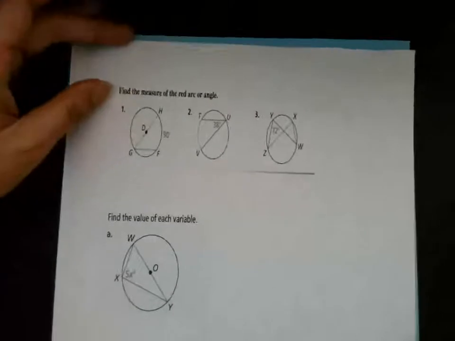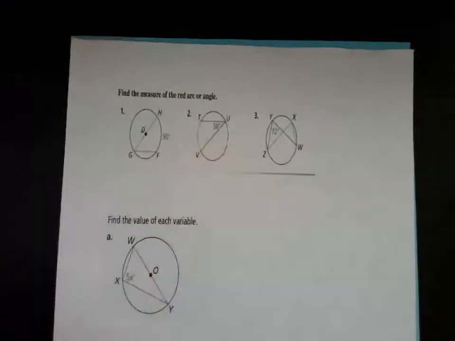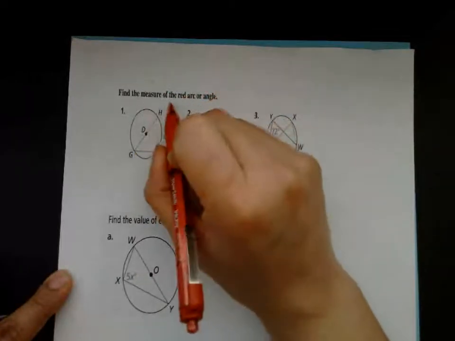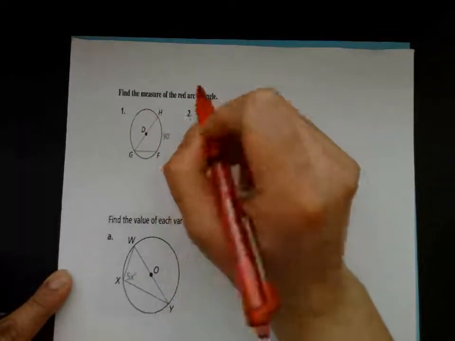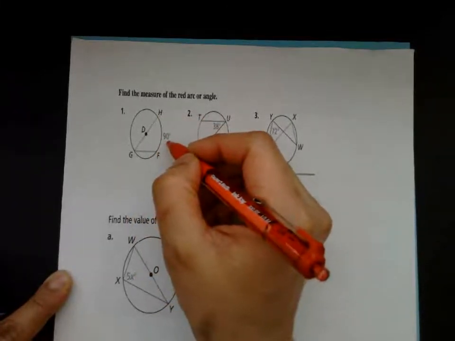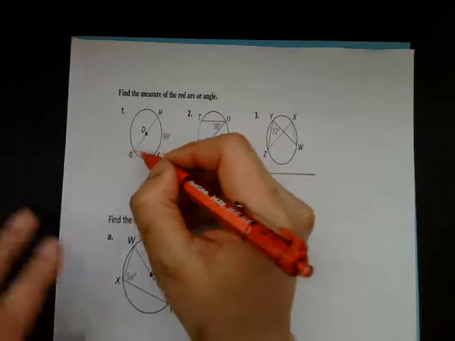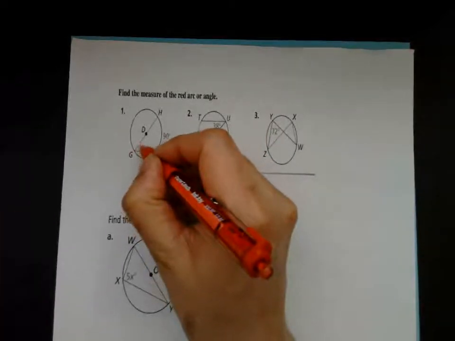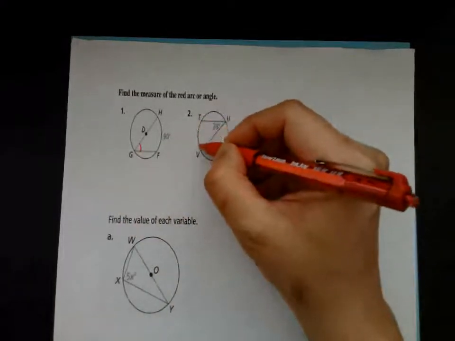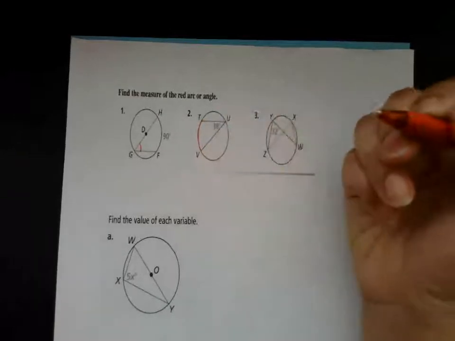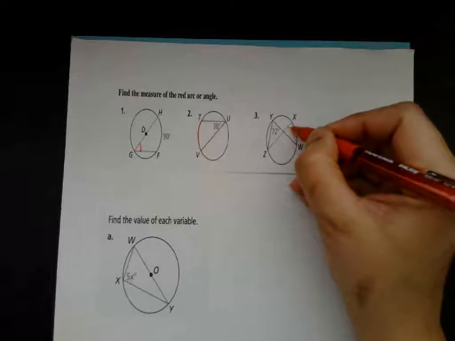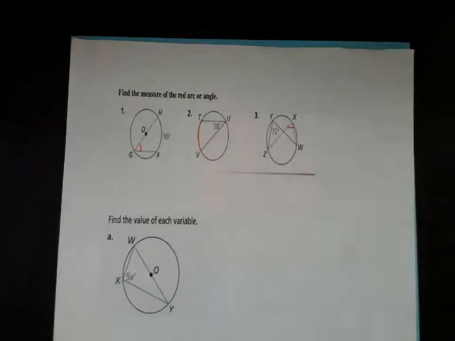In this one, they are saying red. They are asking, find the measurement of the red arc or angle. This arc is given to you as 90 degrees. They are asking you what should be the angle, right? And if I'm not wrong, they are asking about this one.